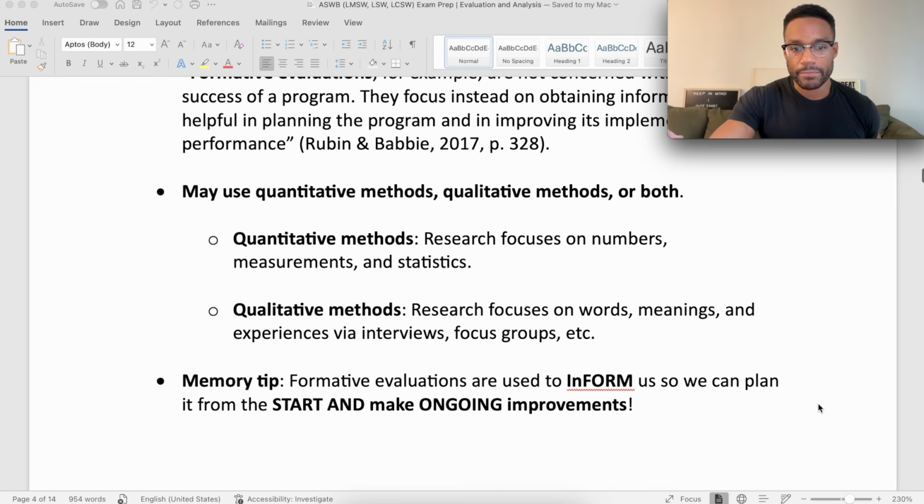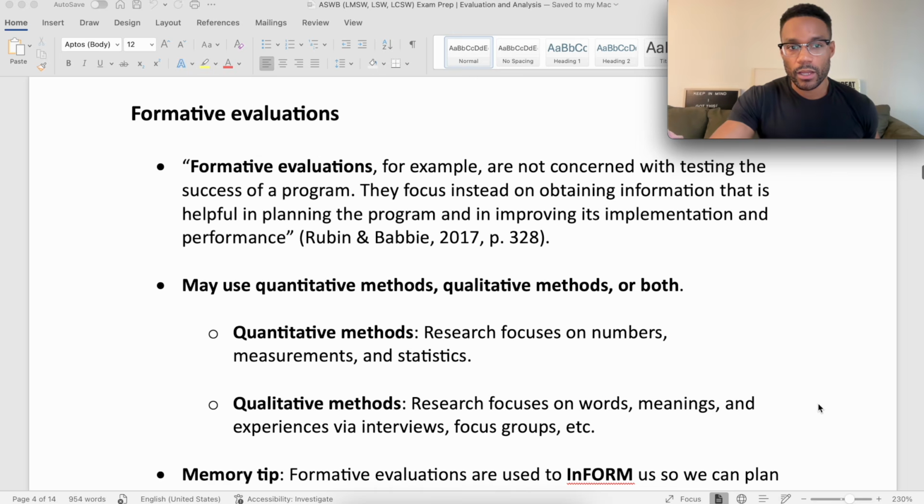And a memory tip: formative evaluations are used to inform, formative, like a play off of the word, to inform us so we can plan it from the start and make ongoing improvements. So this is formative evaluations.